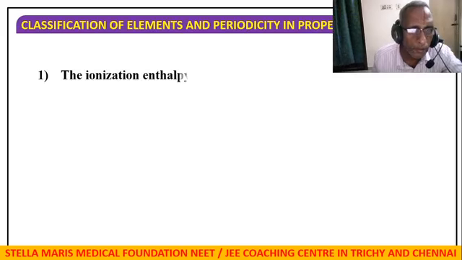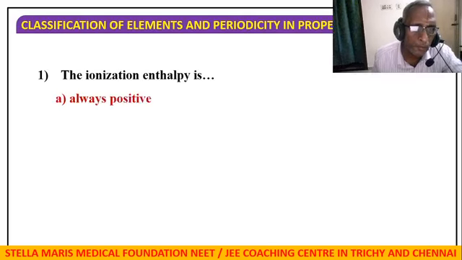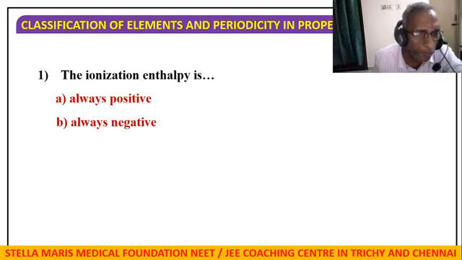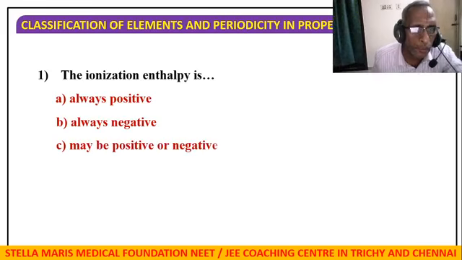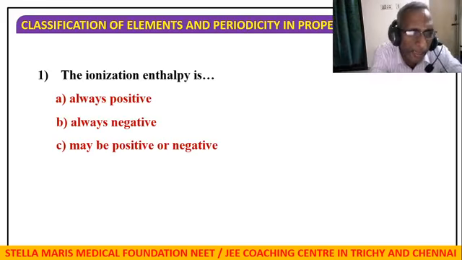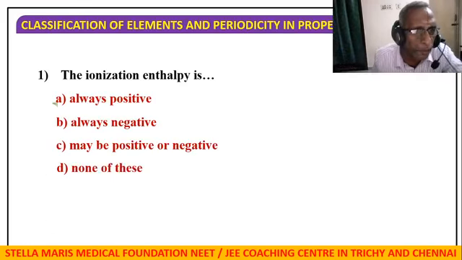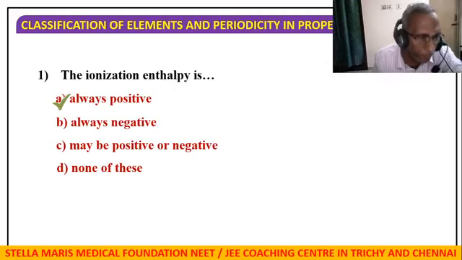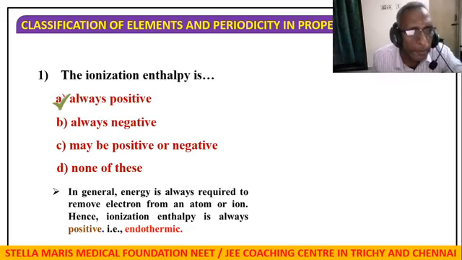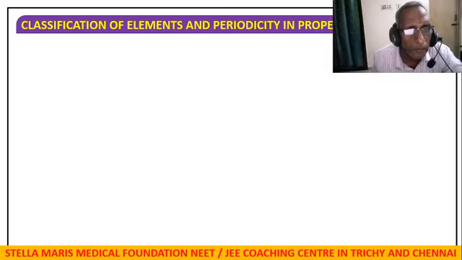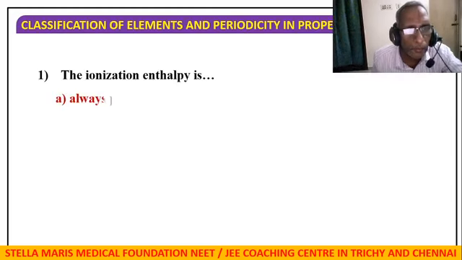Now let us see the multiple choice questions, then only we will have the idea. The ionization potential is the energy required. Energy required means it should always be positive. For this choice, this is positive. Second question, ionization.